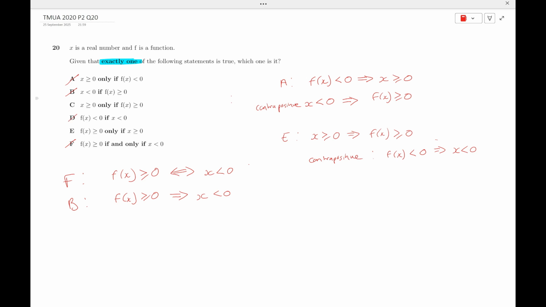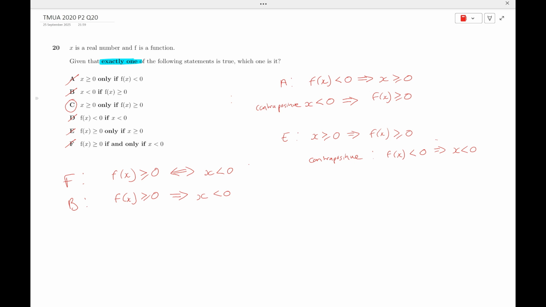So E and D, you can have them both being true. So the only one that's left is C. So we've got C must be the true one.